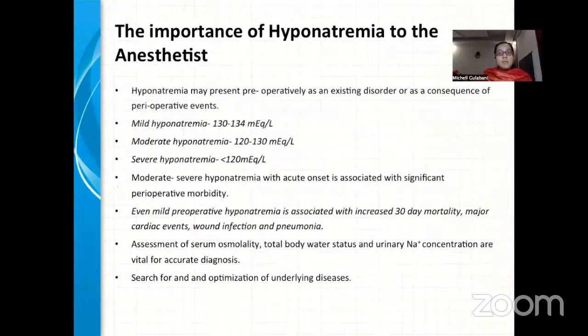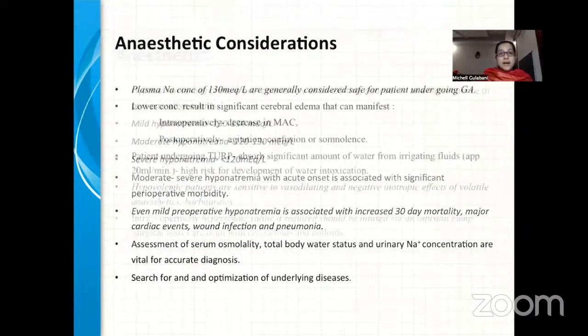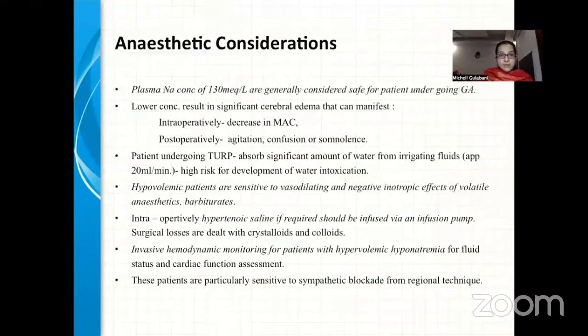So what is the importance of this hyponatremia to the anesthetist? We classify them into 3 states: mild, moderate, and severe. The values ranging from 130, 120 to less than 120. And it may present preoperatively as an existing disorder or as a consequence of perioperative events. Even mild preoperative hyponatremia is associated with increased 30-day mortality, major cardiac events, wound infection, and pneumonia. So search and optimization of the underlying disease is of importance.